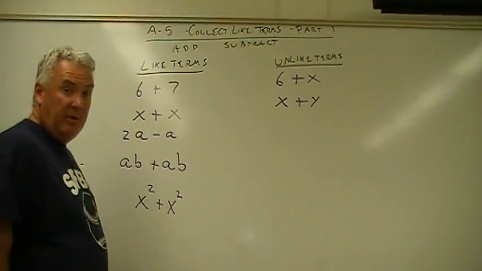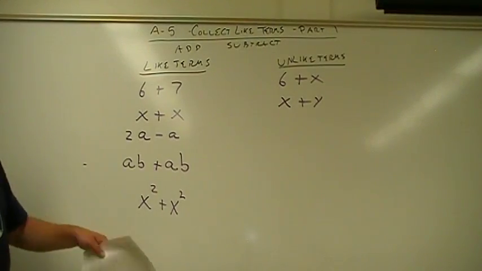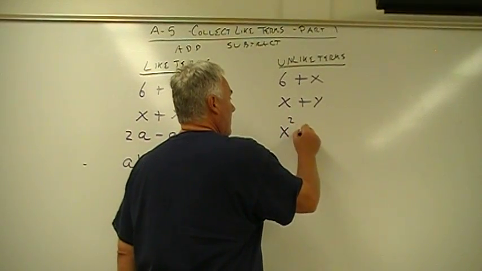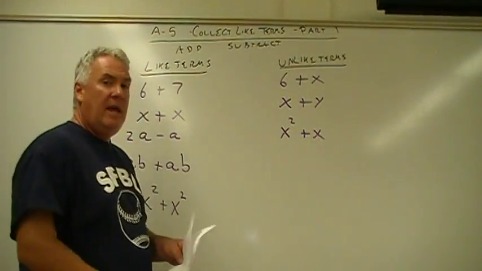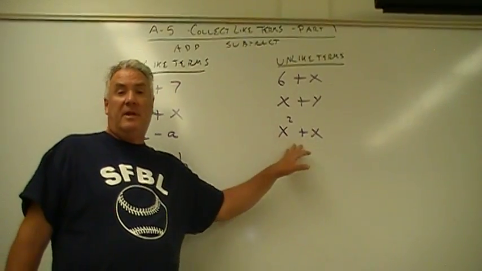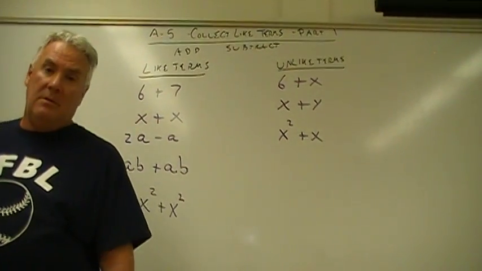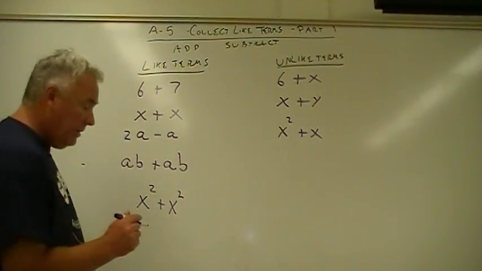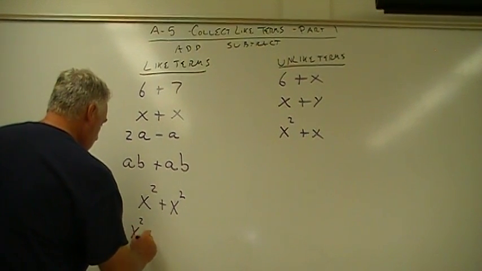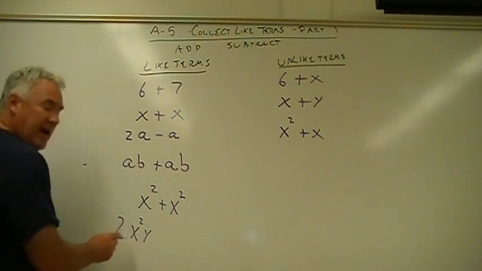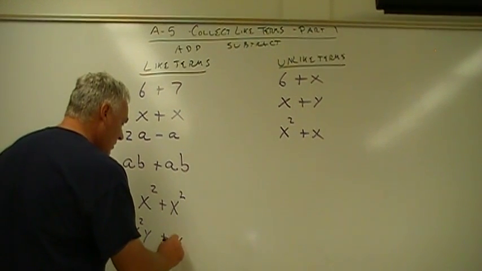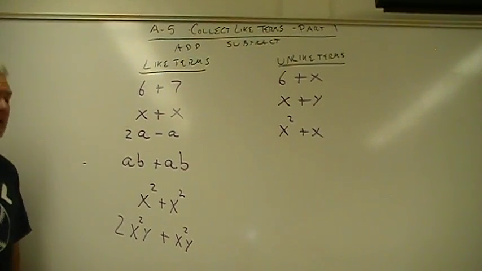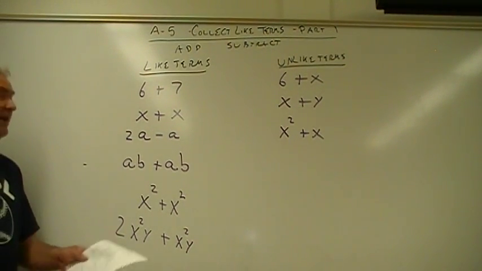X squared and x squared are like terms because they're the same. That leads me to something that's not like terms. You cannot add x squared plus x together. You can't. One more: 2x squared y plus 1x squared y. We can add those together like that.